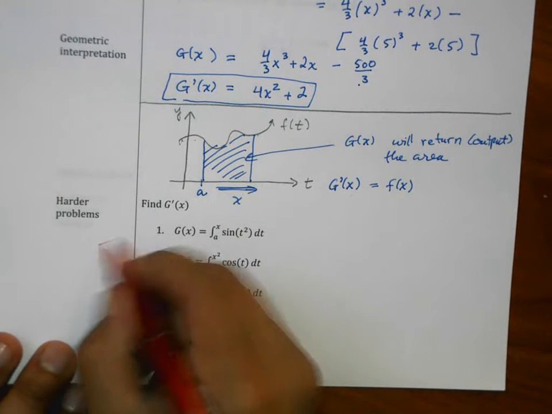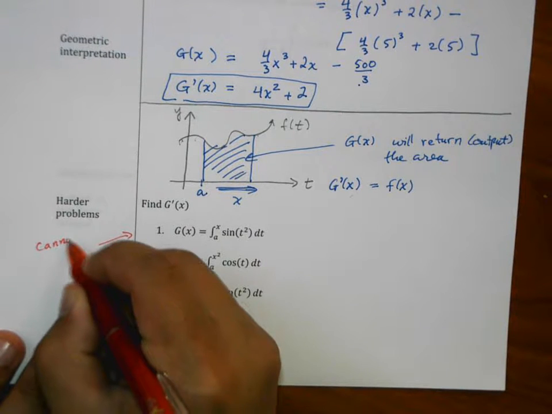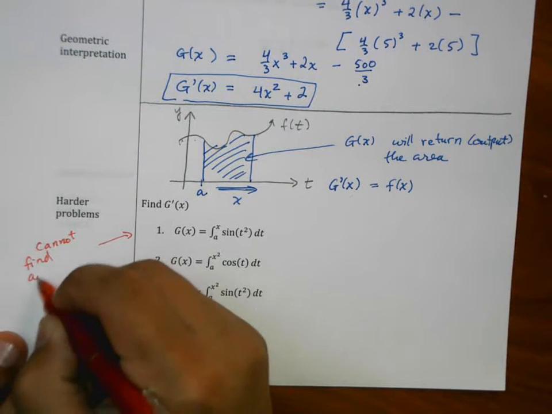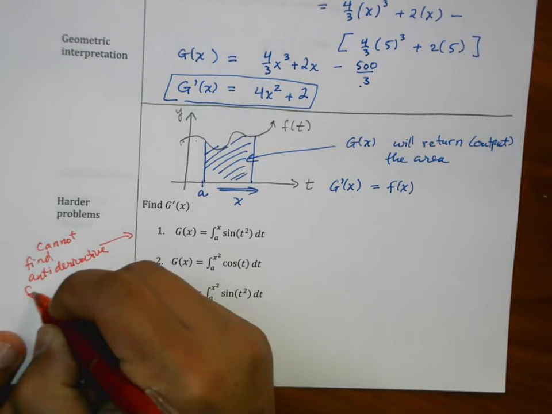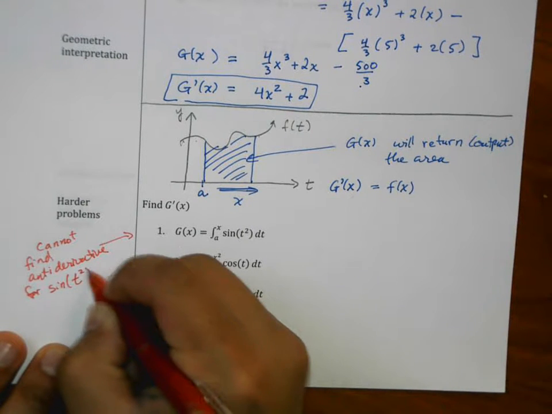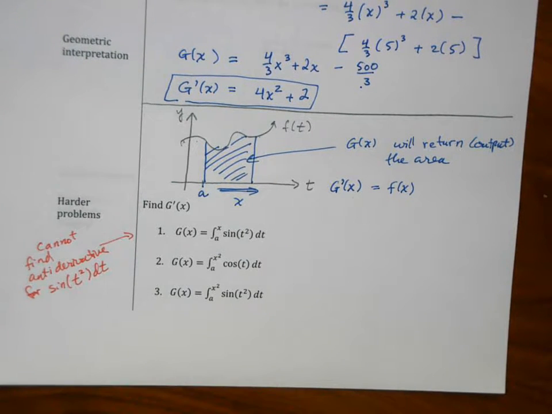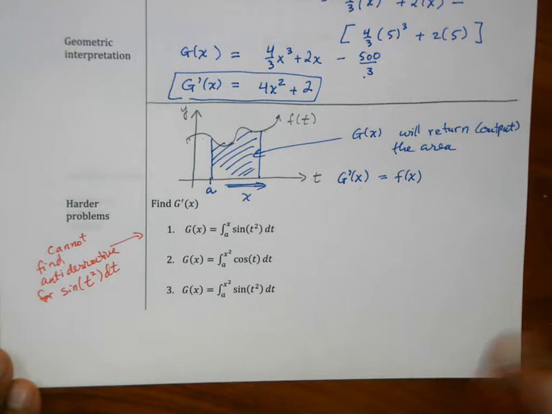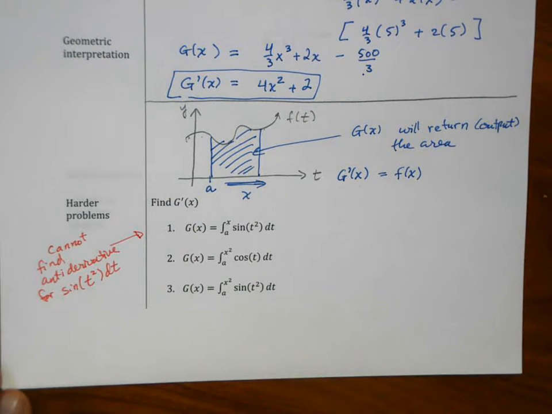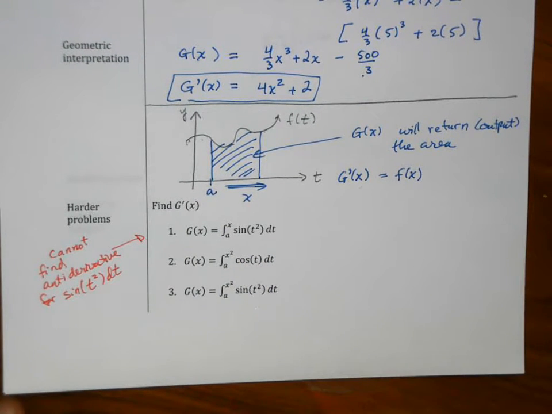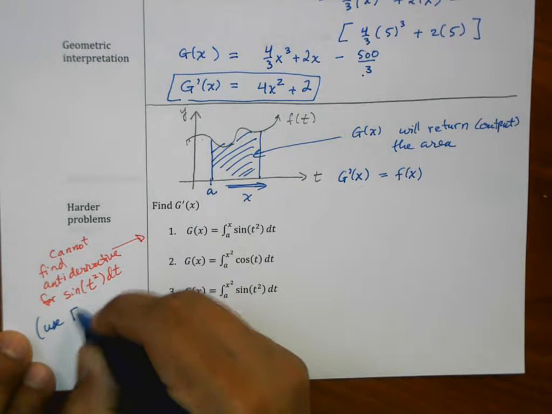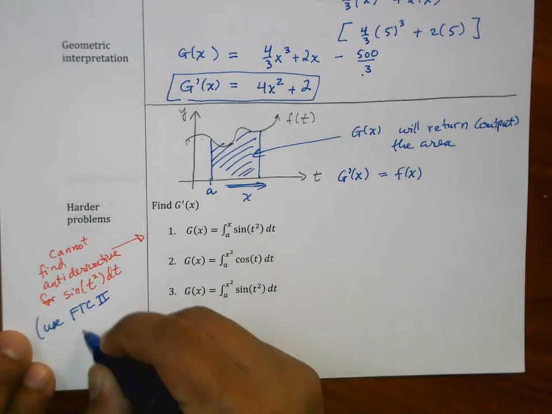Okay, so in this case we cannot find an antiderivative for sine of t squared dt. Okay, you can certainly try, but this is a famous example of a simple function that really has no simple antiderivative. So rather than trying to find the antiderivative, just use FTC2. Okay, so just use the second part of the fundamental theorem instead.